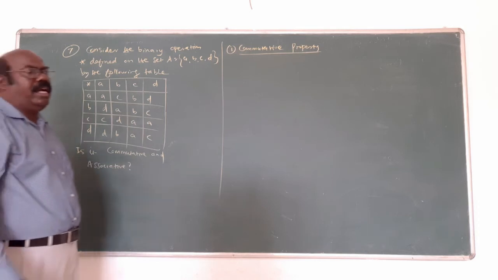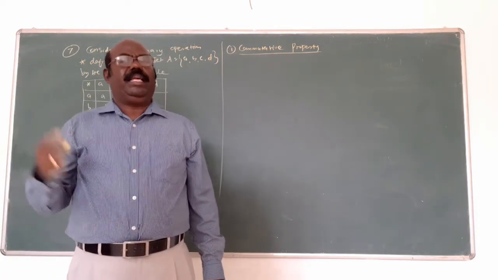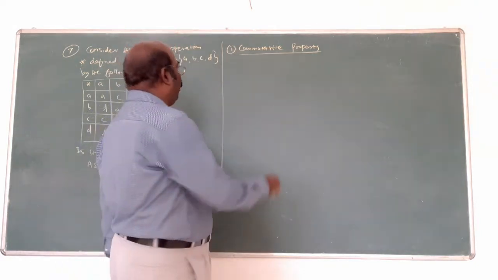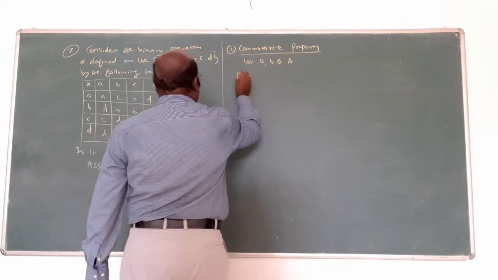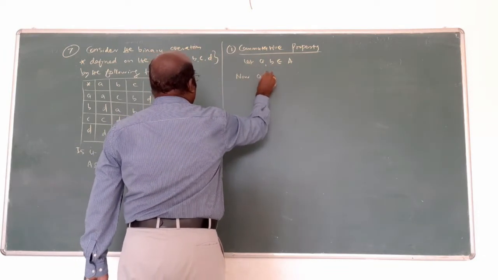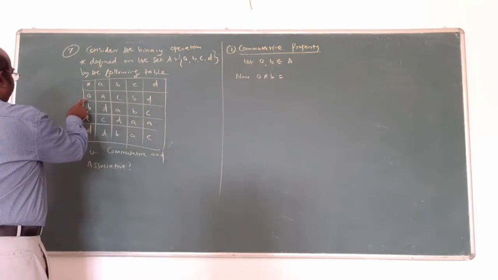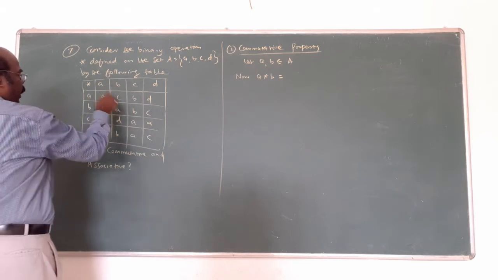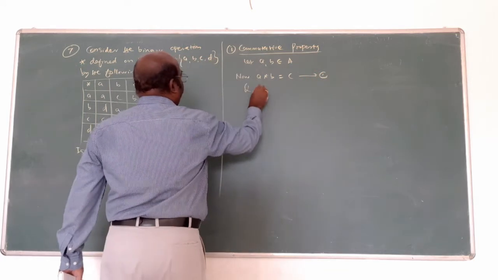Ask it: what is the commutative property? If a, b belongs to A, then you want to prove a star b equals b star a. Now, let a, b belong to A. Now I am writing a star b. What is a star b? Here a star b equals c. This is the first thing. And b star a is what?